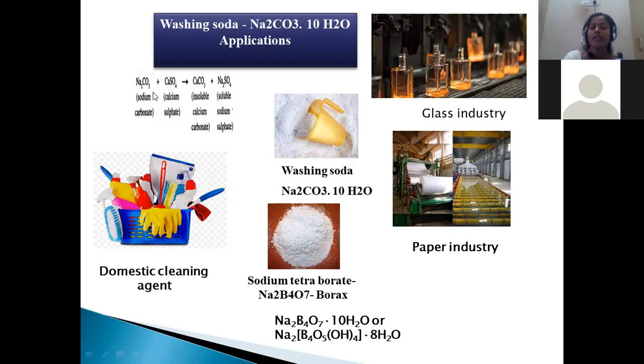Right? So sodium carbonate is an essential ingredient to remove the hardness present in the water, which is not suitable for industrial applications if hardness is there. That's why in softening, we apply washing soda as one of the softening agents. Right? So these are the basic applications of washing soda.